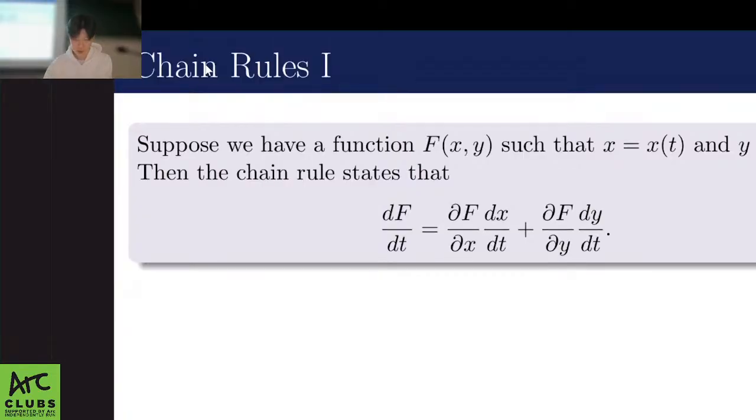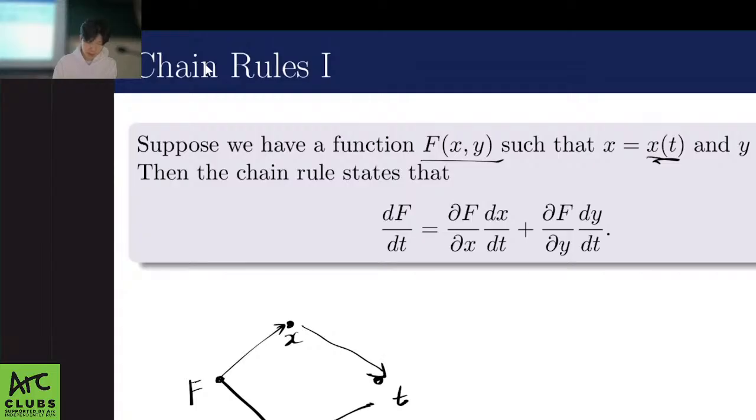So there's lots of different types of chain rules. The way it works is if I have some function f of x and y, and x and y are, let's say, in terms of t, then we're given this formula. And the way you can intuitively find this formula is you can draw a kind of graph here. So I have some function f, and it's going to be in terms of x and y. But we're told that x is a function of t, and y is also a function of t. So that means both x and y are going to go to t.